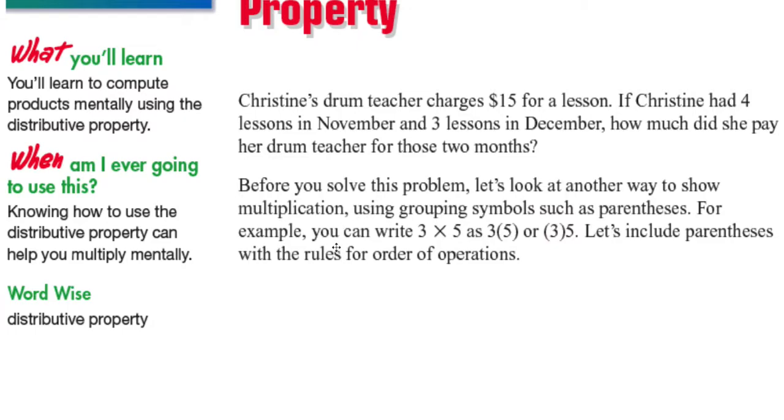For example, you can write 3 times 5 as 3(5) or (3)(5). Both of these indicate 3 times 5. So parentheses in this case will indicate multiplication. Let's include parentheses with the rules for order of operations. Remember, our order of operations is My Dear Aunt Sally: multiplication and division before we do addition and subtraction, and we do them from left to right.